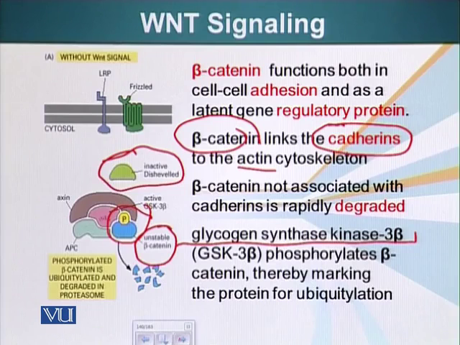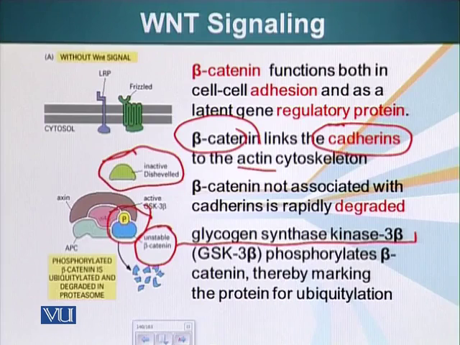So cells have taken a precaution that there's no extra beta-catenin present in the cell, because beta-catenin, if it is not attached to cadherin, will go to the nucleus and act as a transcription factor. It will recruit the transcription factors and result in transcription.